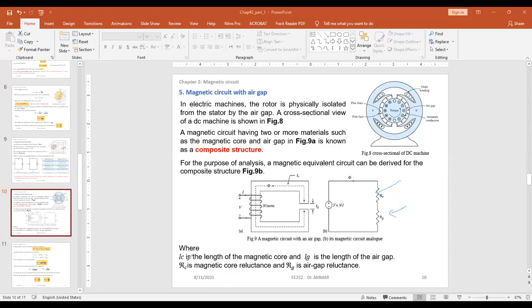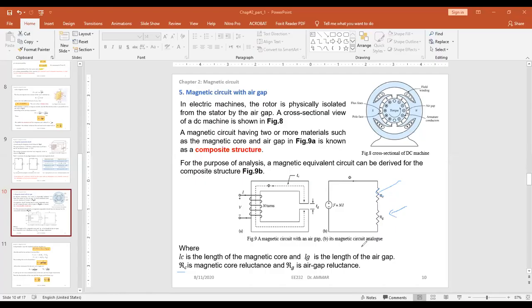Okay, we're gonna see inshallah in the next slide where LC is the length of the magnetic core and LG, this distance, is the length of the air gap. Then they are completely separated. Also the reluctance, each one of these materials has its own reluctance. RC is the magnetic core reluctance and RG is the air gap reluctance.